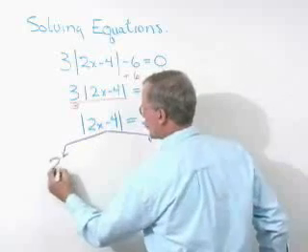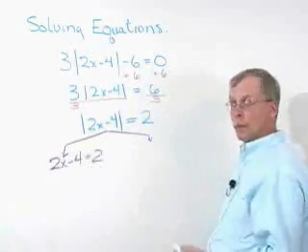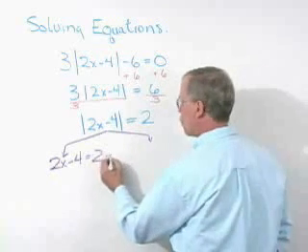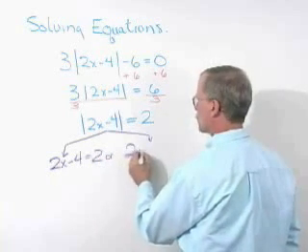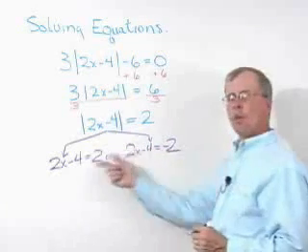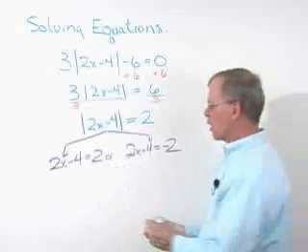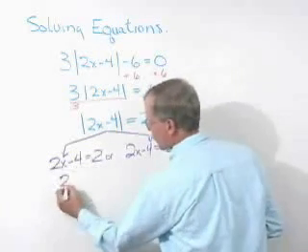We get 2x minus 4 might be 2, because it might be positive. Or 2x minus 4 might be negative 2. One of those two things has to happen. Now we go ahead and solve this equation. Add 4 to both sides.